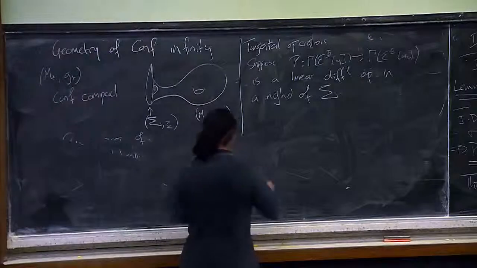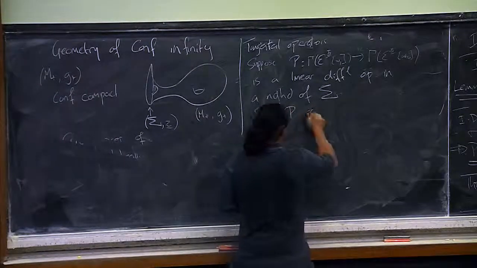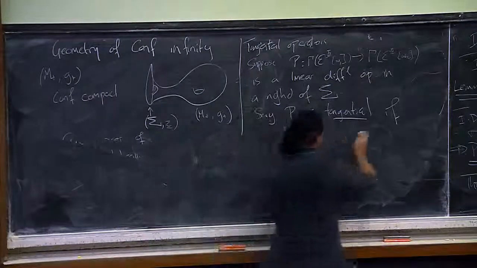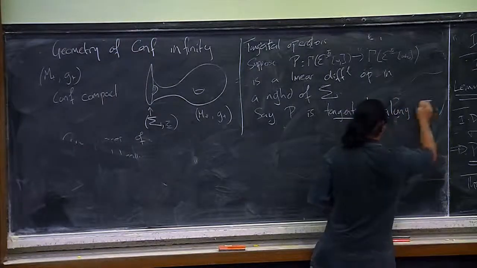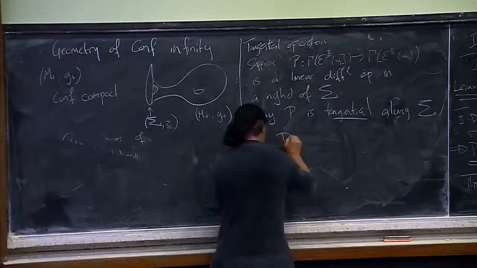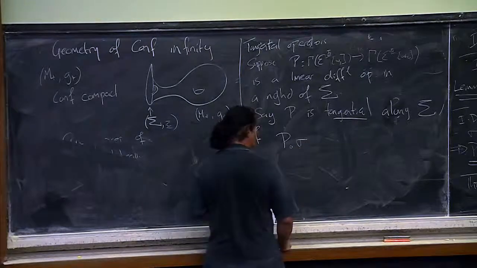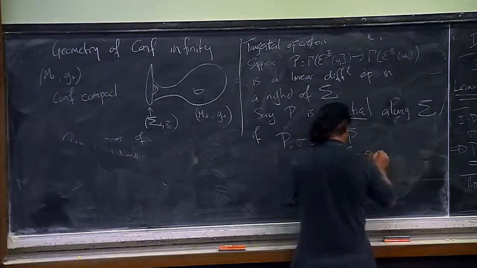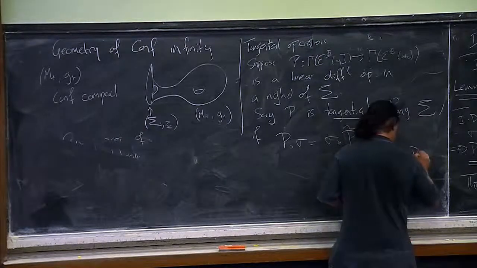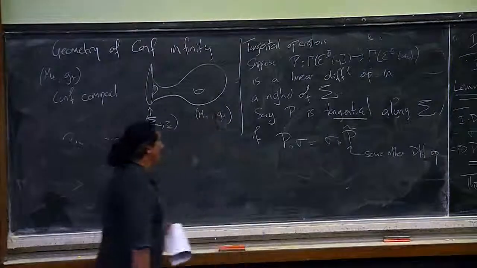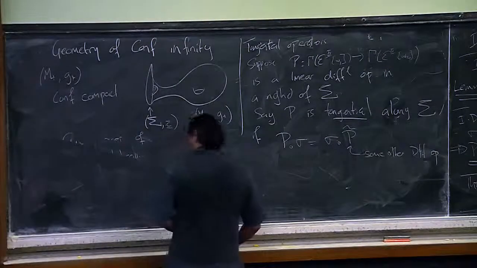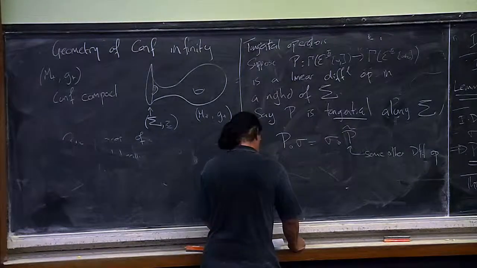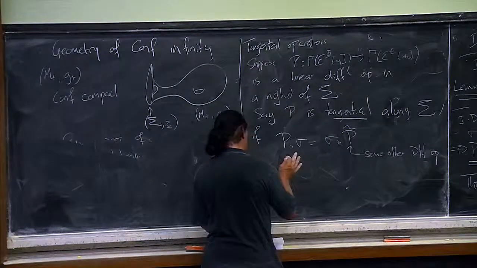So, okay, I'll say that P is tangential along sigma if P of sigma, so this is the defining density for sigma, equals sigma of P tilde for some other differential operator. I don't care so much about that one. Okay, so why do I want to say that's tangential?